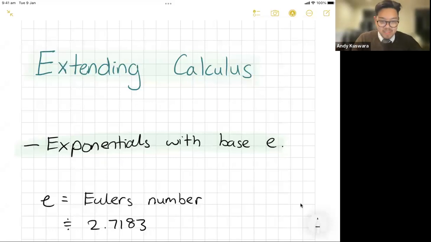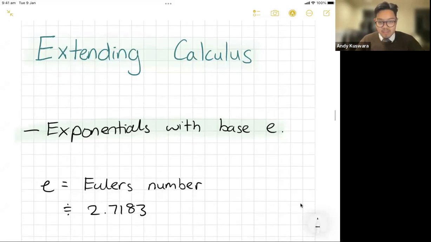All right, let's go into it today. Today we are extending calculus, but now we're using essentially exponentials with the base e. We have learned how to differentiate all these different things, and now we're going to learn how to differentiate with the letter e, when we have a base.